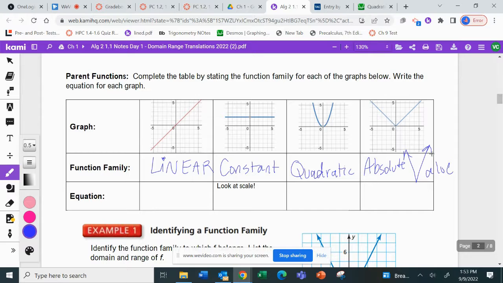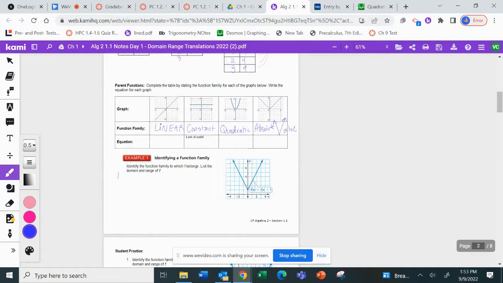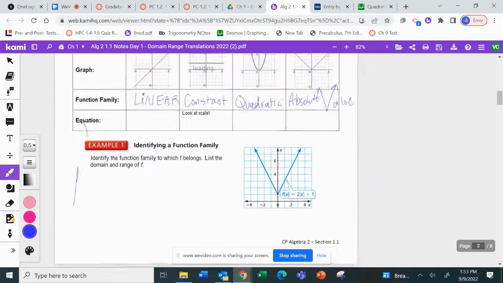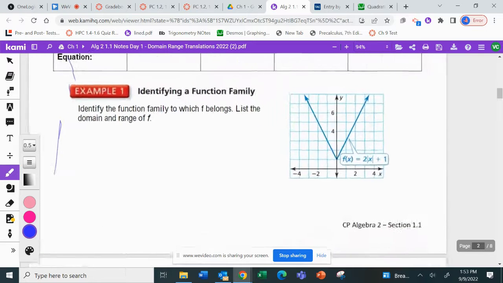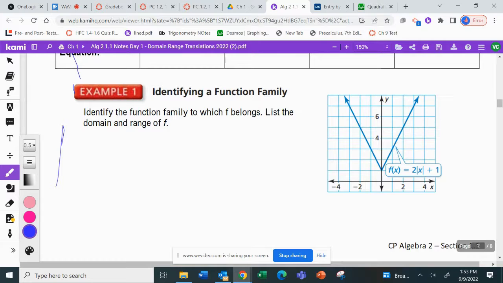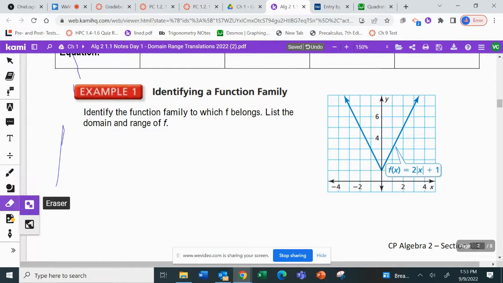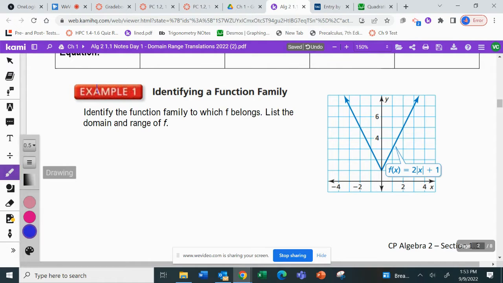All right, let's move on. Identify the function family to which this graph belongs, and we're going to find the domain and range. Look at it. Looks like a V. Absolute value. Done. Not done, but that part.